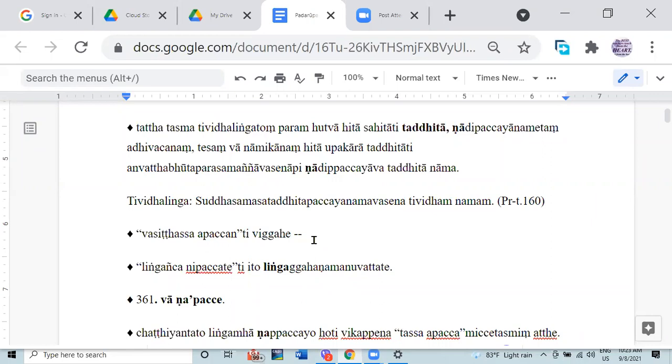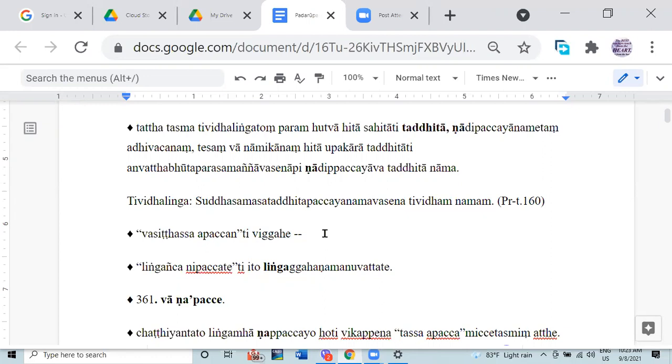Yes, it's questionable, but it is understandable also. Of course, Taddhita words have suffixes at the end. So we can understand the noun with the Taddhita suffix, we can translate. So it is understandable. Okay.